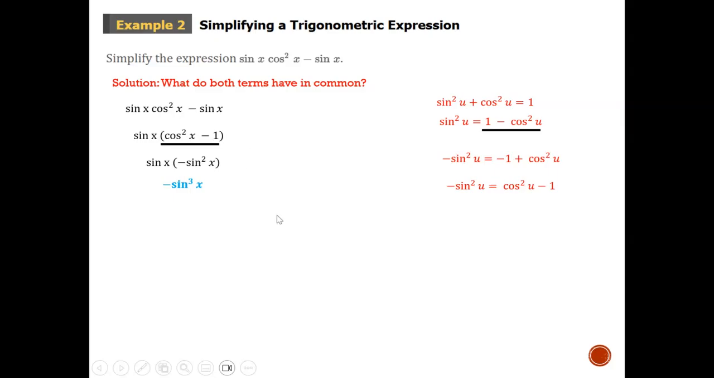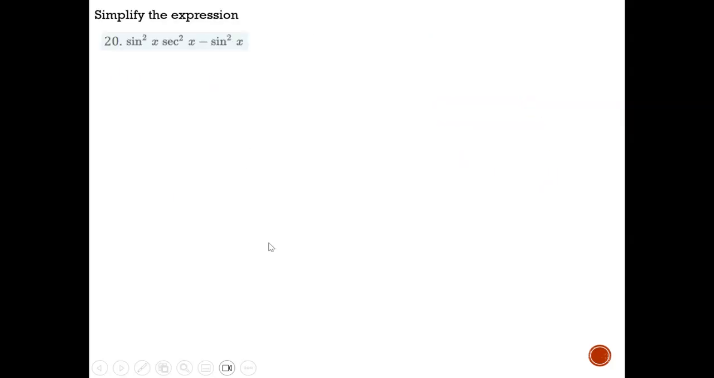Okay, now let's continue with one from the homework. This is very similar to the one that we just did. Okay, so again, what do both terms have in common? If we notice, they have in common sine squared x. So I'm going to factor that out. So if I do that, I'll be left with secant squared x minus 1.